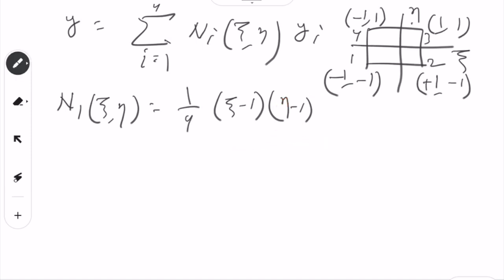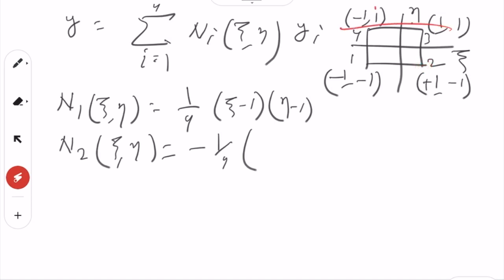A similar analysis you can do, as we have also done in the last lectures, where instead of the xi-eta system we had the xy system, but we worked like this only. You can do a similar analysis to find the value of N2. For N2, the lines are xi equal to -1 and eta equal to 1, so you get (xi + 1) and (eta - 1). If you put 1 here and -1 there, you get -4, hence you multiply by -1 over 4 so that N2 equals 1 at this point.